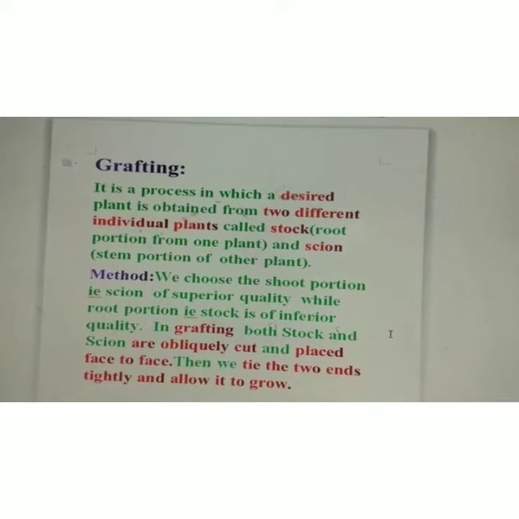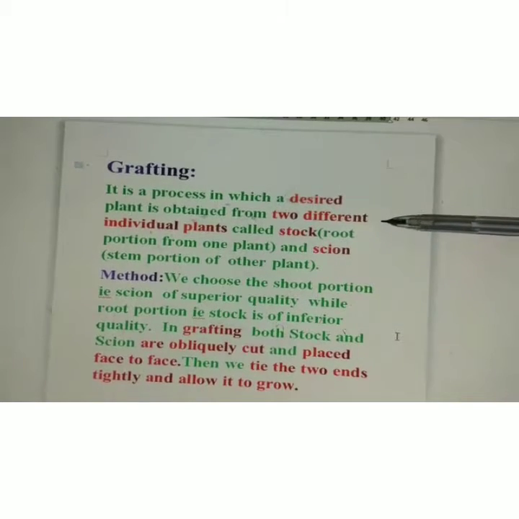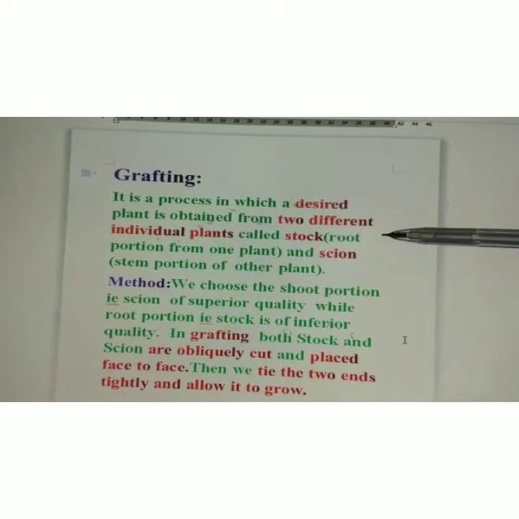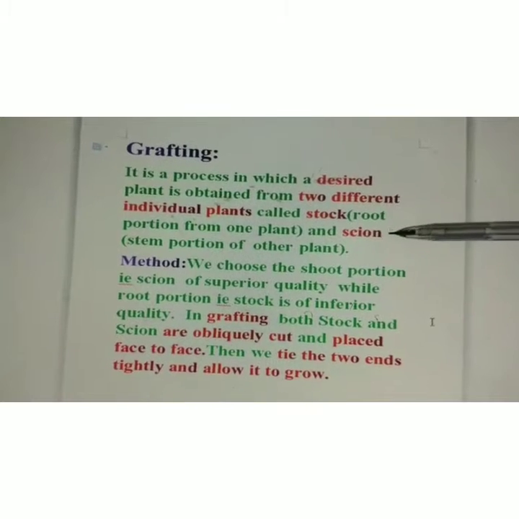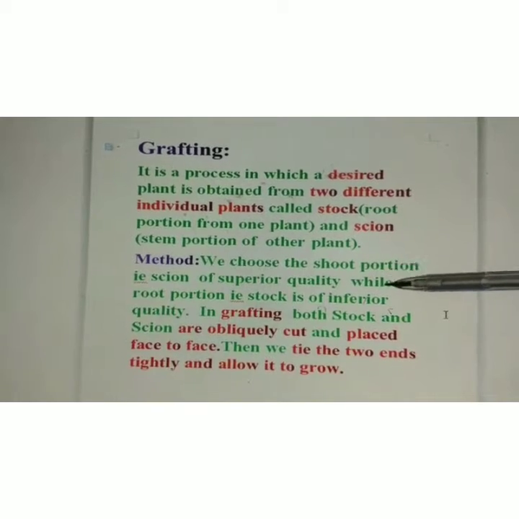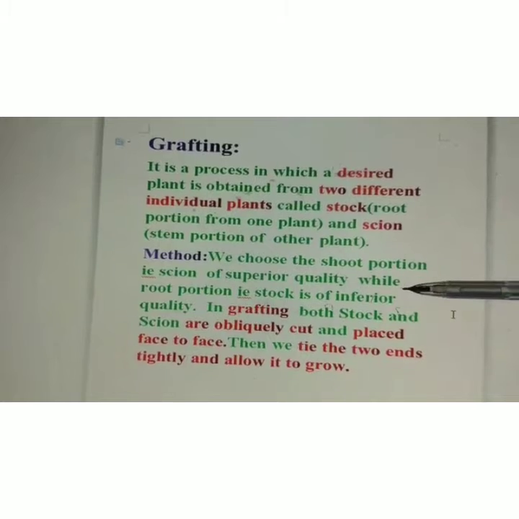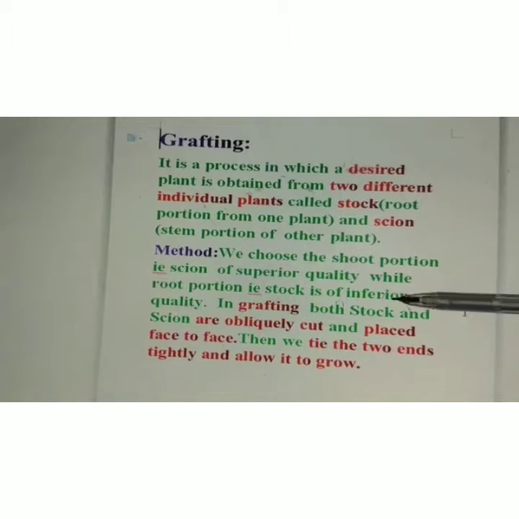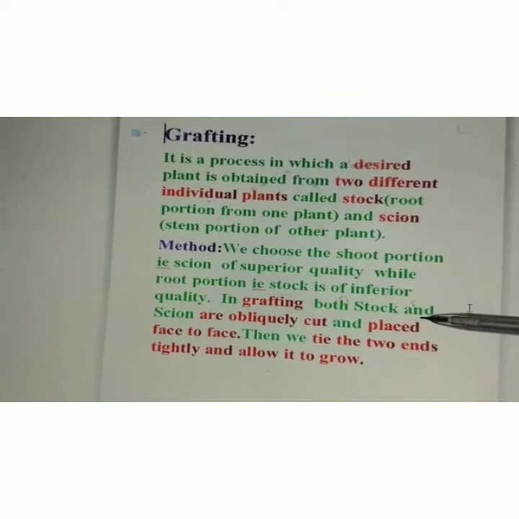Grafting. It is a process in which a desired plant is obtained from two different individual plants. The root portion of the plant is called the stalk, and the stem portion of the other plant is called the scion. Method. We choose the shoot portion, that is scion, of superior quality, while the root portion, that is stalk, is of inferior quality.